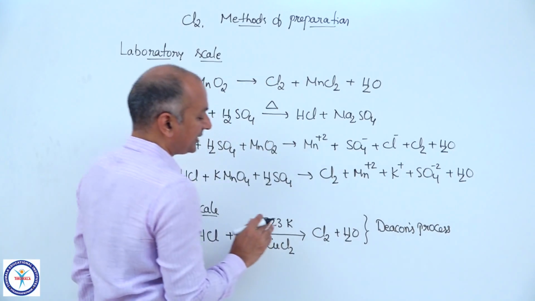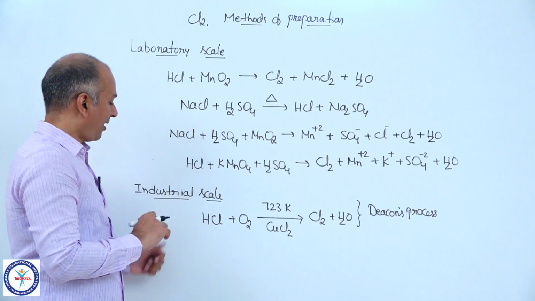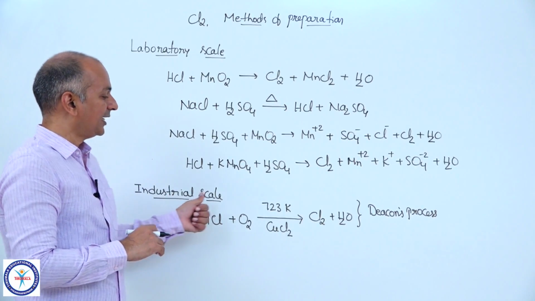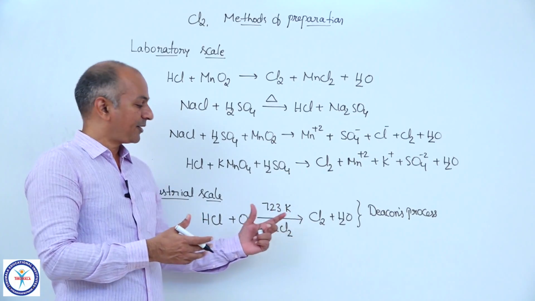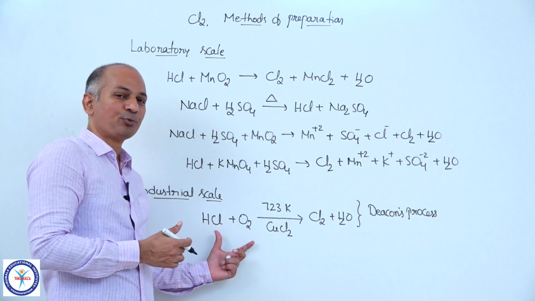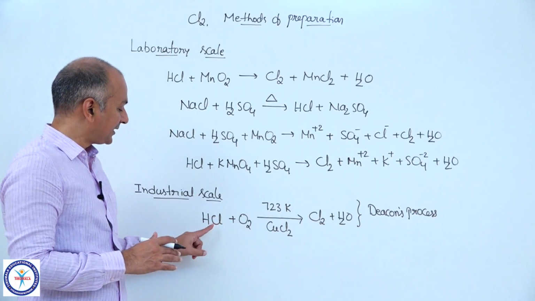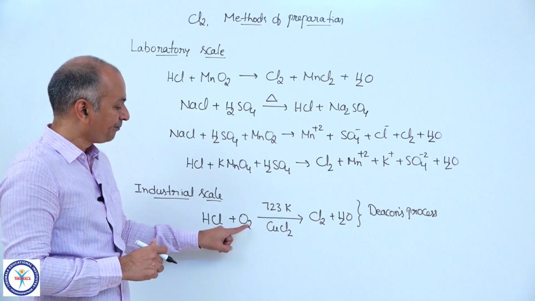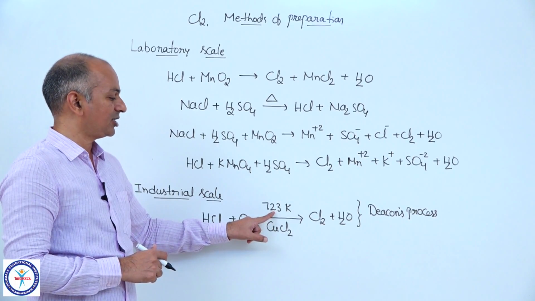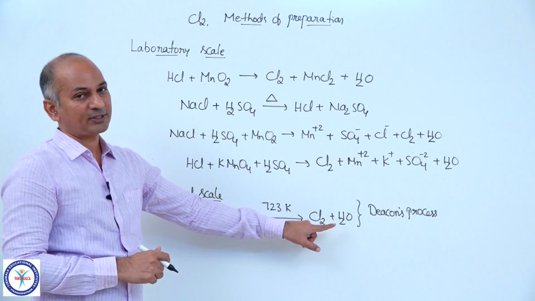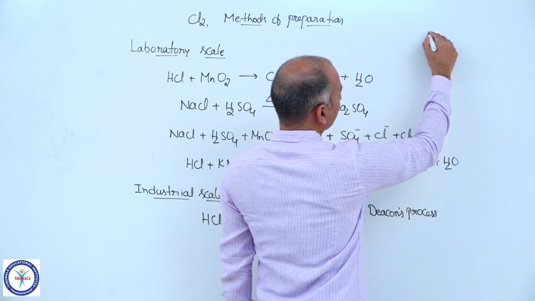But actually this is an old method of preparation. Nowadays on a large scale Cl2 is prepared in another way, which I am going to tell you. But of course this is also one of the ways to prepare chlorine on a large scale. Deacon's process: HCl treated with oxygen in the presence of a catalyst, cupric chloride, at high temperature, and you will get Cl2 plus water.